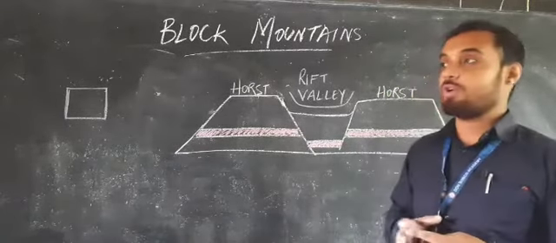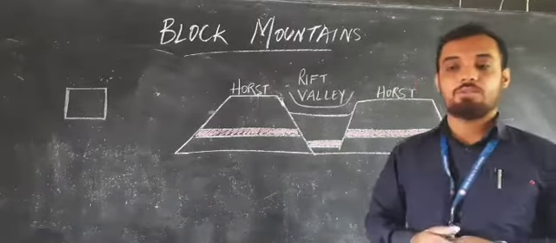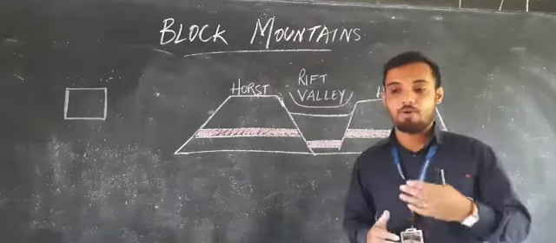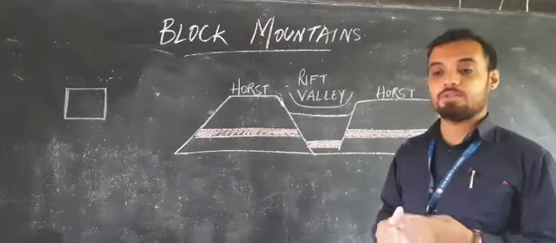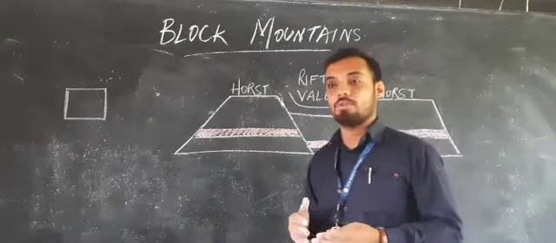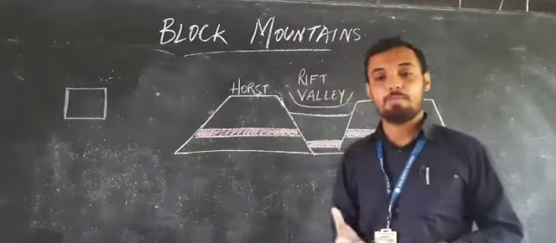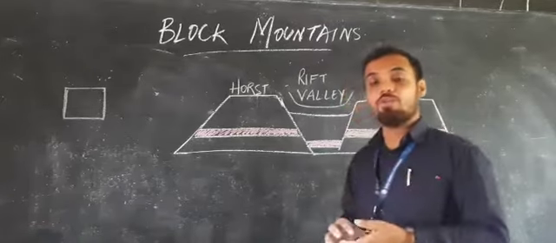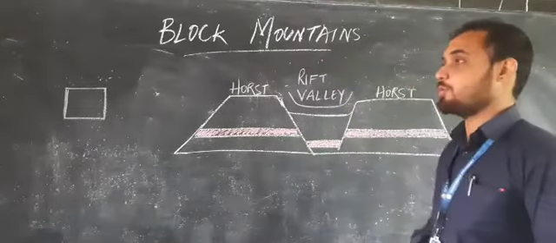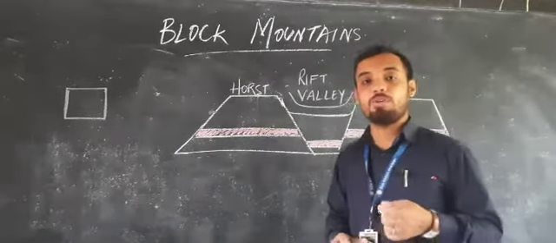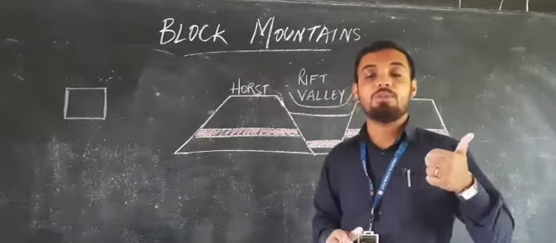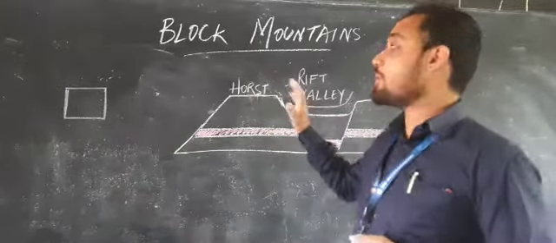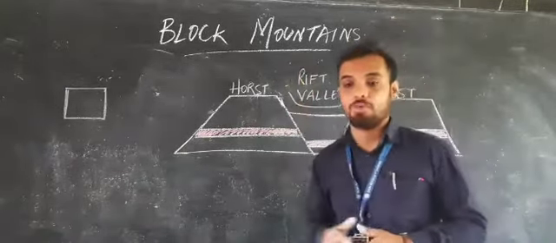Today in this class we are going to study about the block mountains. In the previous class we have already discussed the endogenic process, the exogenic process, what is a mountain, how a mountain is formed, and what the different types of mountains are. The first type that we discussed was the fold mountain, and today we are going to discuss the block mountain.